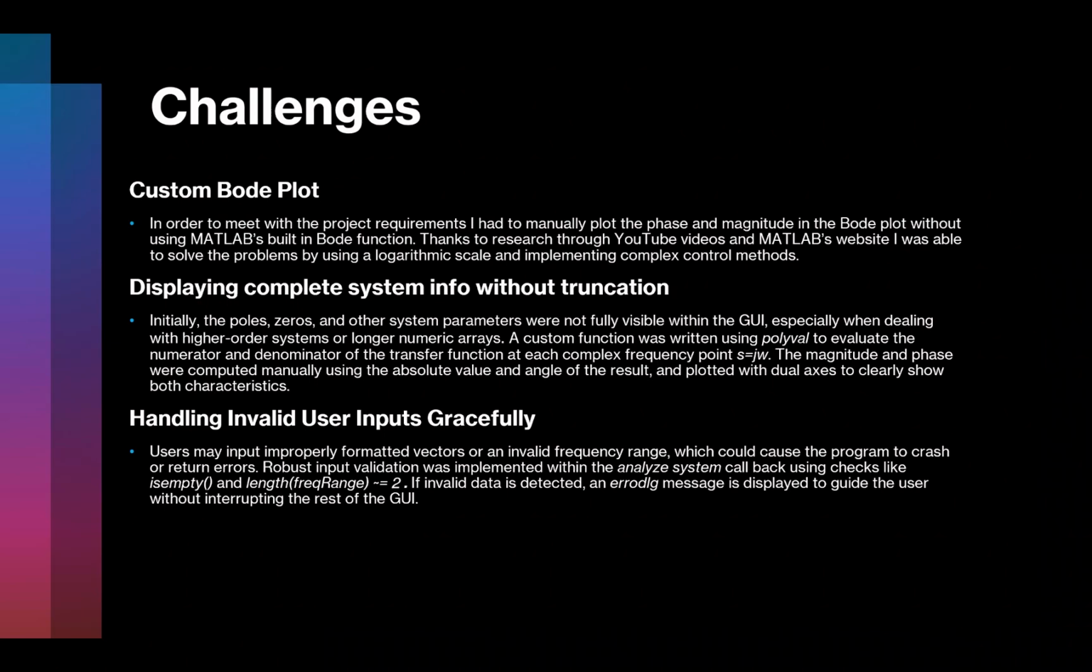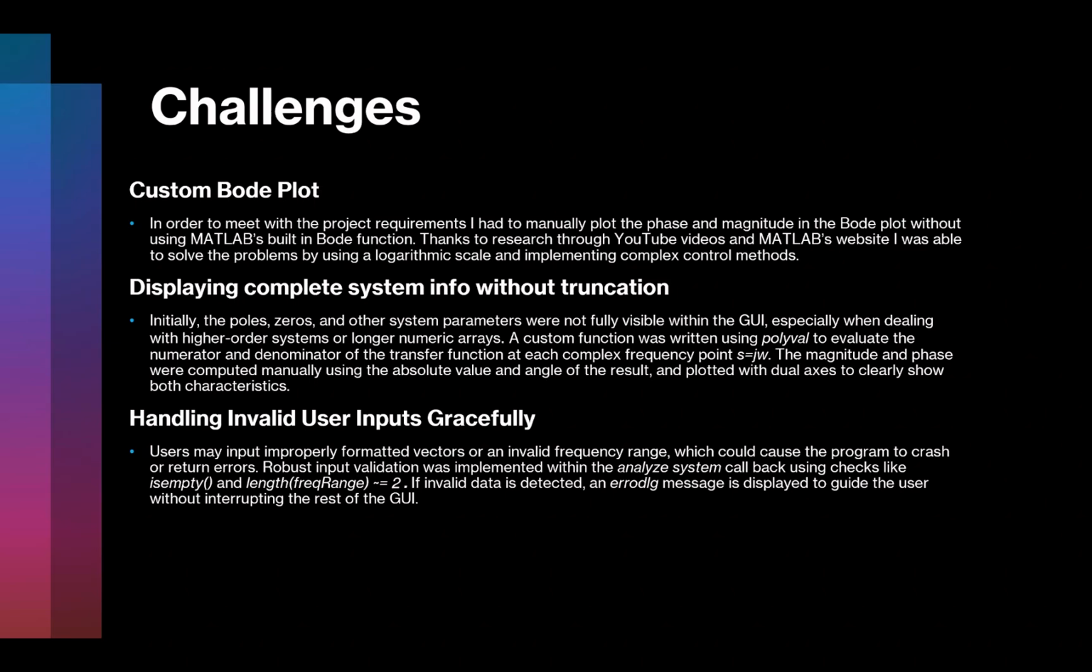Another problem I faced a lot was in the displaying of the outputs. I'd often see that either the information in the information box or some of the axes on the plots always get cut off, or you'd occasionally see them fall out of the range. But I was able to fix this by fixing the scales and using the absolute value and angle of the result and plotting with dual axes to clearly show both characteristics.